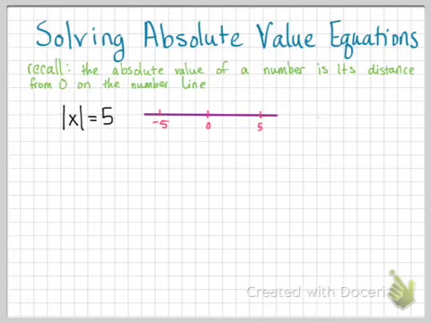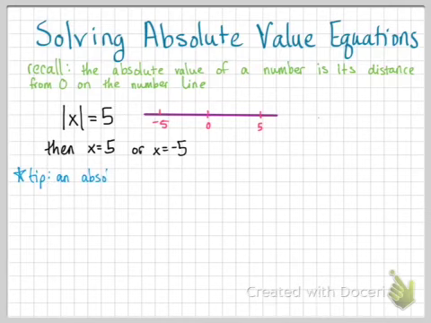Absolute value is a distance, therefore it is always positive. So if you look at this expression, the absolute value of x, x could equal 5 or it could equal -5. It could be one of the two, and we're not sure which one it is. So this is key when you're solving absolute value problems in general.